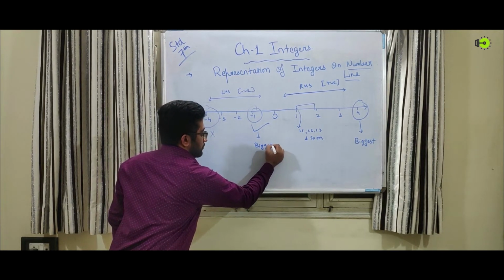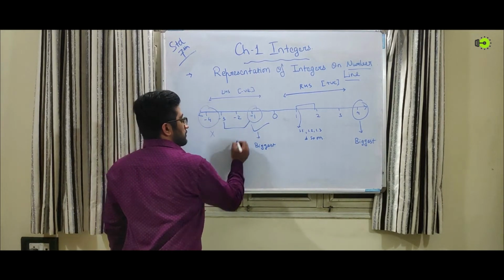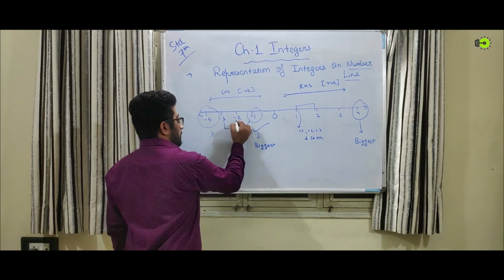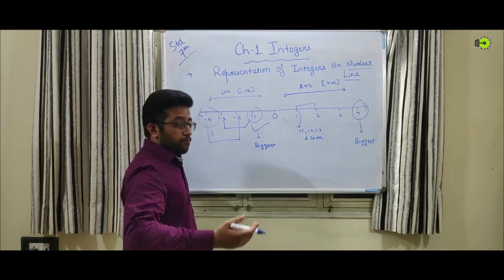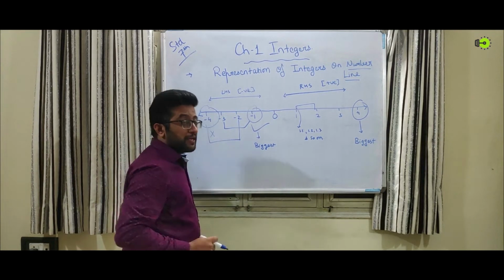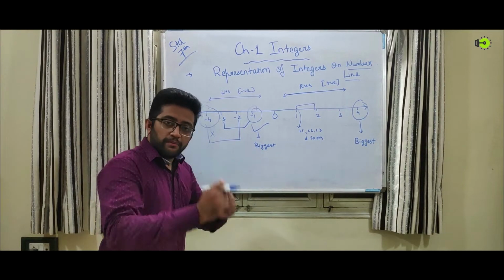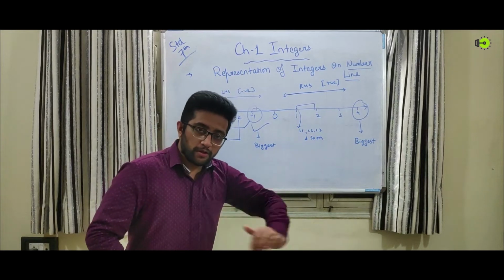Now if I ask you to make a comparison between this and this, which is the smaller one, your answer will be this. Okay, if I ask you to make a comparison between -2 and -4, which will be the smaller one? -4. Which will be the bigger one? -2.